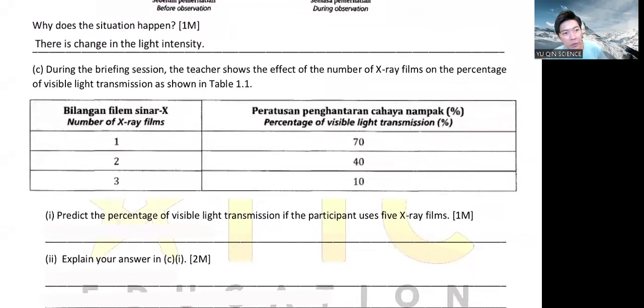C, during the briefing session, the teacher shows the effect of the number of X-ray films on the percentage of visible light transmission, as shown in Table 1.1. Oh, okay. So that means they use the X-ray film to look at the light. With one film, 70% of light; two films, 40%; and three, 10%, and so on. That means the more films, the lower the percentage of light.